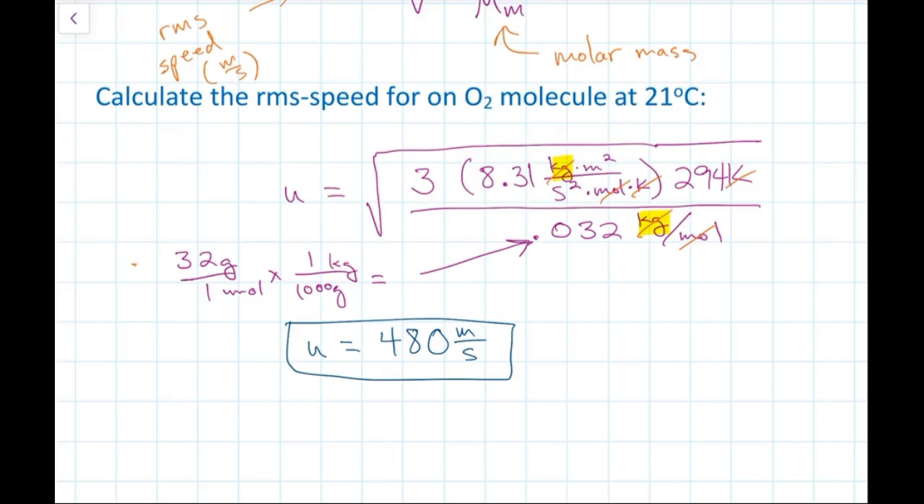If I were to convert that to miles per hour, it'd be about 1,100 miles per hour. So that's pretty close to room temperature, actually a little bit cool for room temperature, and it's still traveling pretty fast.